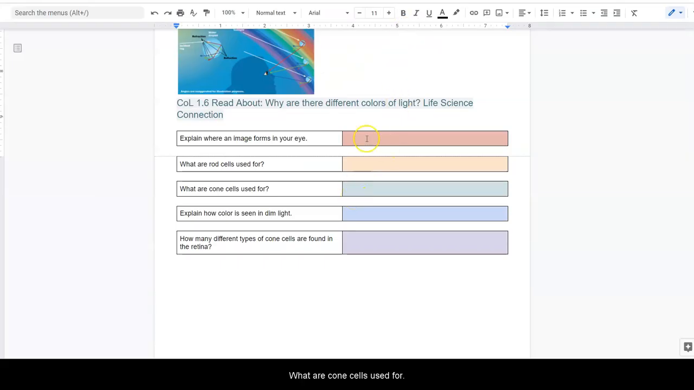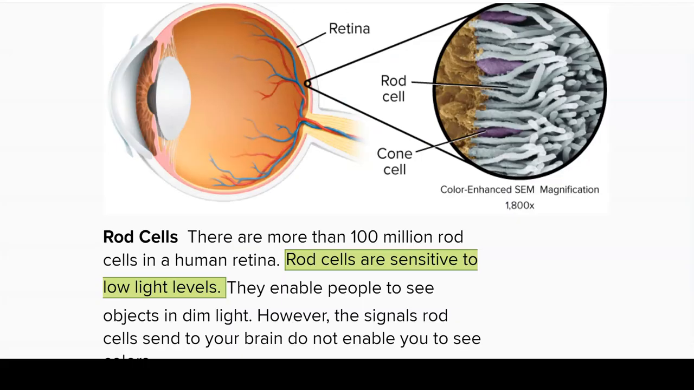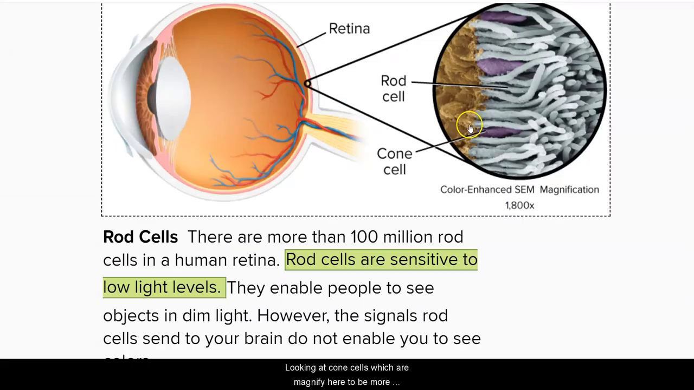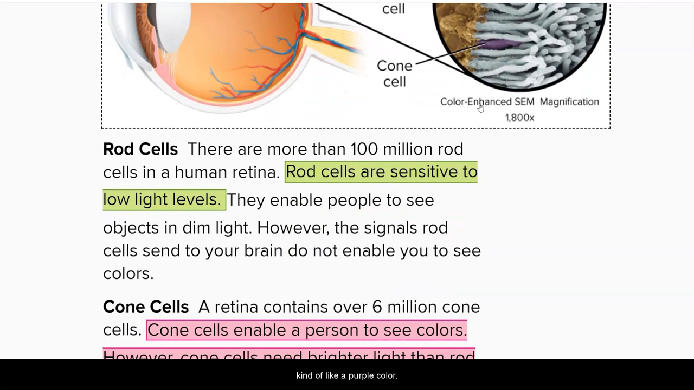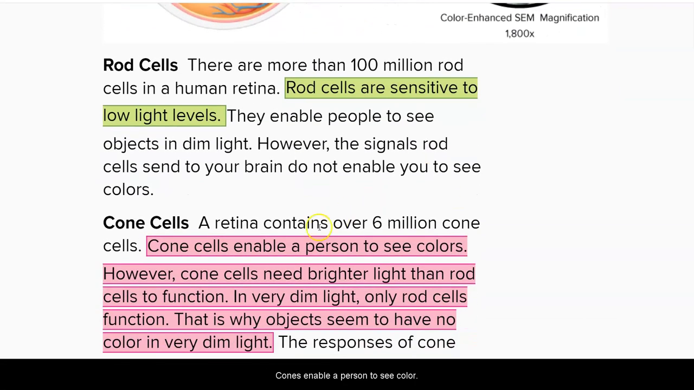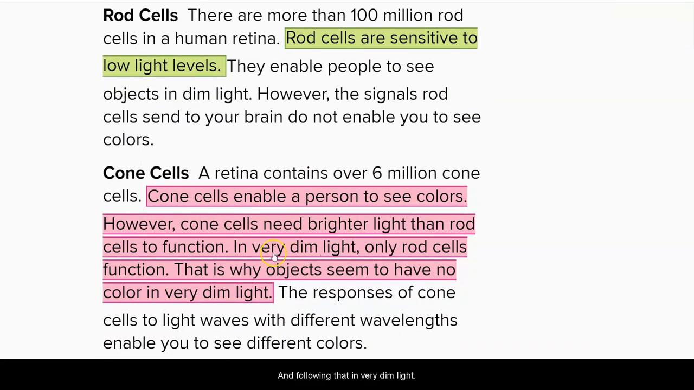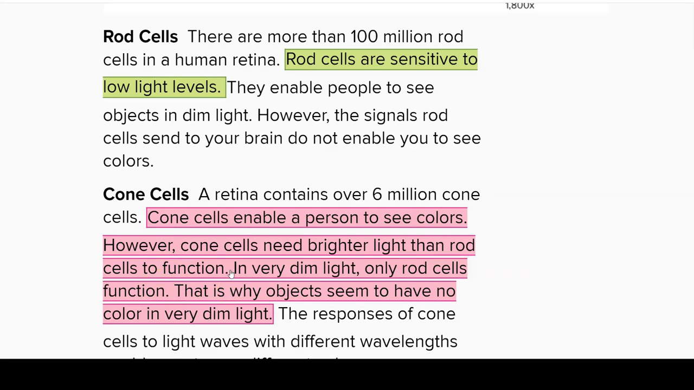What are cone cells used for? Looking at cone cells, which are magnified here to be almost kind of like a purple color, cones enable a person to see color. And following that, in very dim light, only rod cells function. So at night, you're really not able to see color.